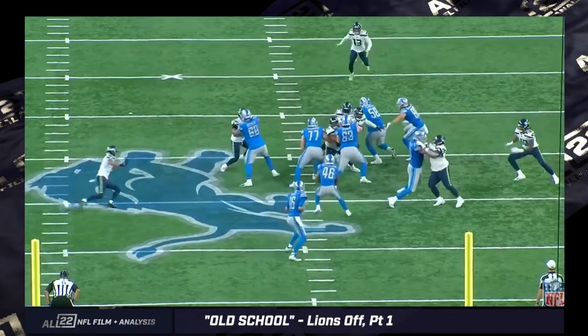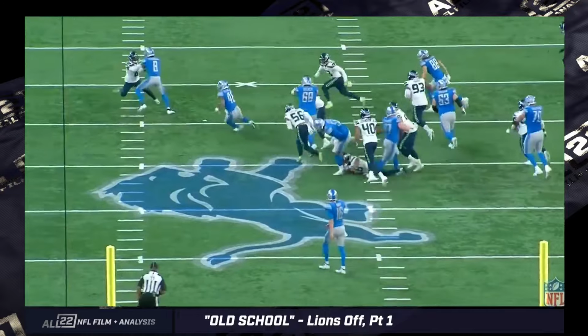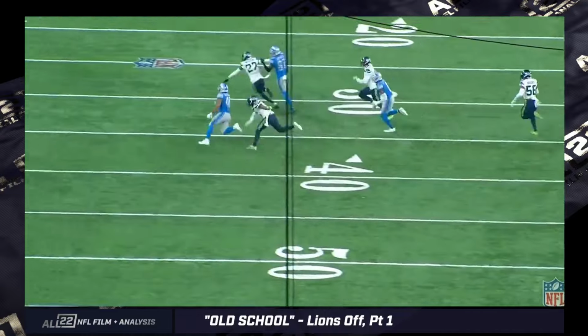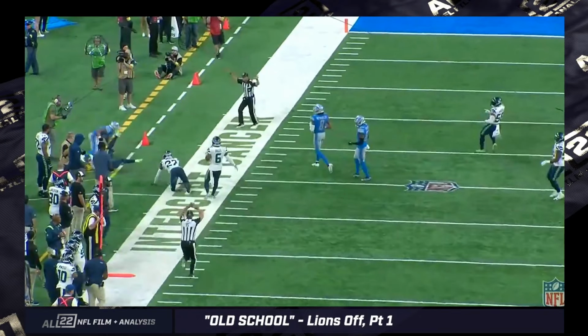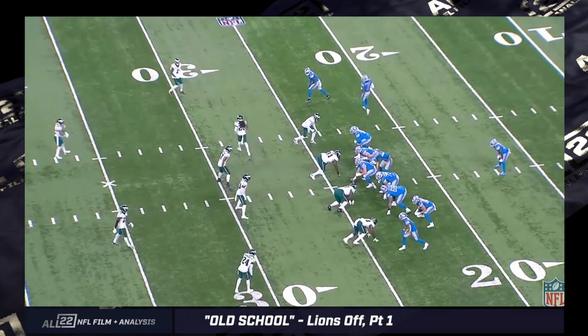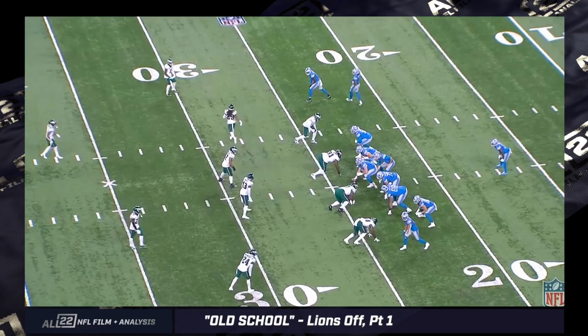In any case, kicking out the D end, running back reads it perfectly, cuts it to the backside. Classic trap play, generally leaves a 3 technique unblocked and kicks him out. In some of these examples, you're seeing the Lions leave a D end unblocked and kick him out.